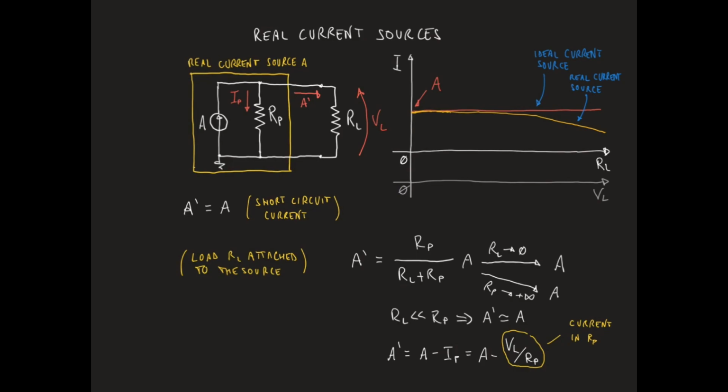Therefore, the model provided for the real current source is capable of reproducing the behavior described by the yellow curve in the plot. The resistor Rp in the real current source is also called the output resistance of the real current source.